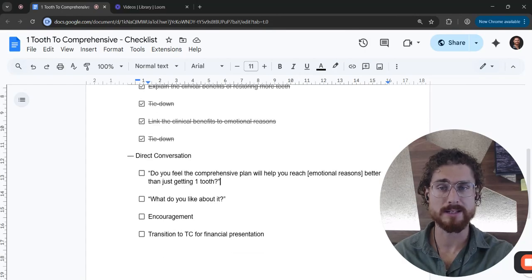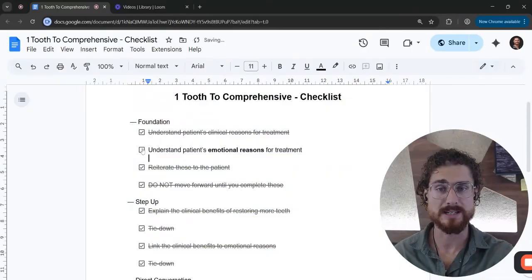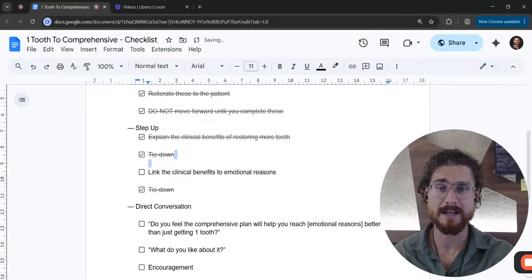It would be a good indicator that you need to go back and look at what you did in the foundation. Did you actually get the emotional reason? And did you do a good job connecting that? And did you get your tie downs, right? If they say no, you did one of those 4 things wrong. That's your diagnosis.